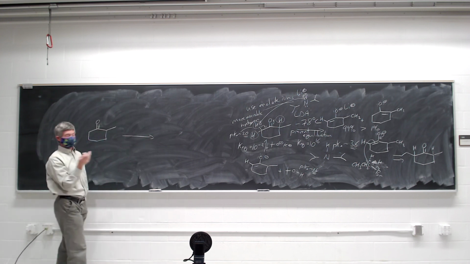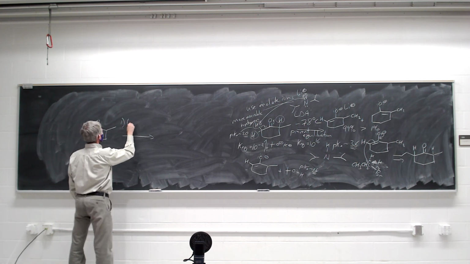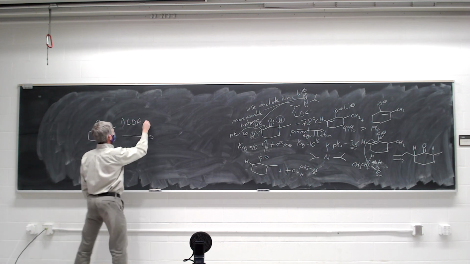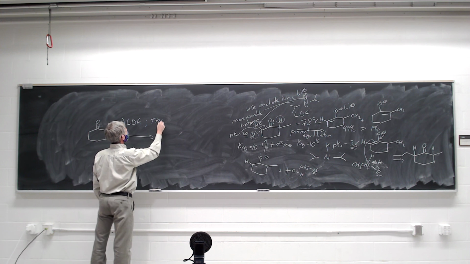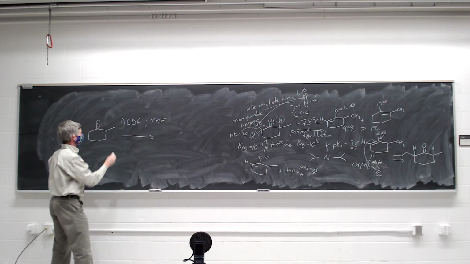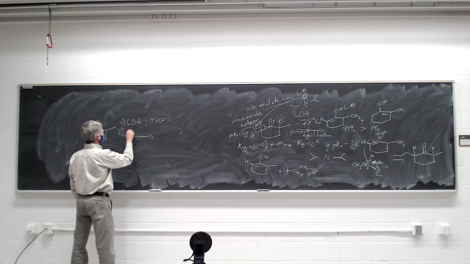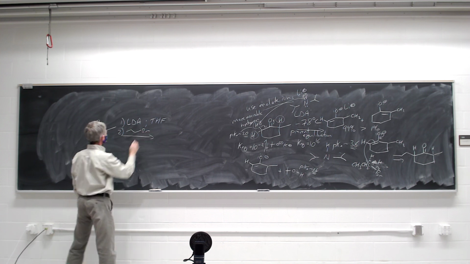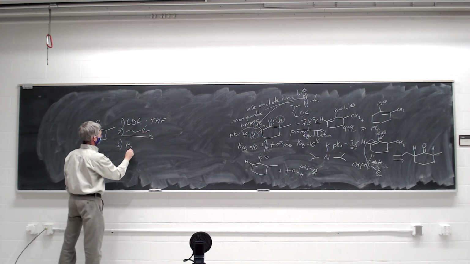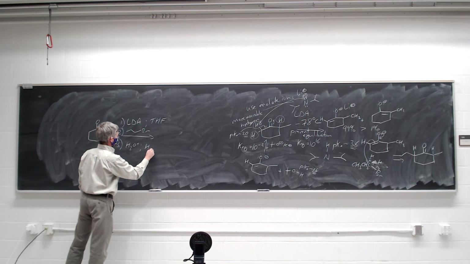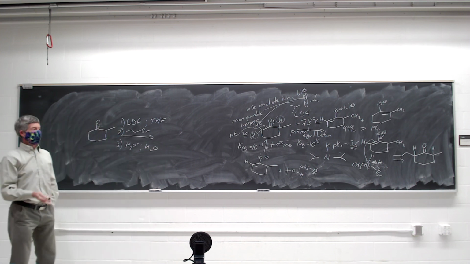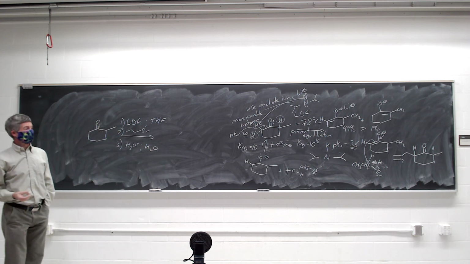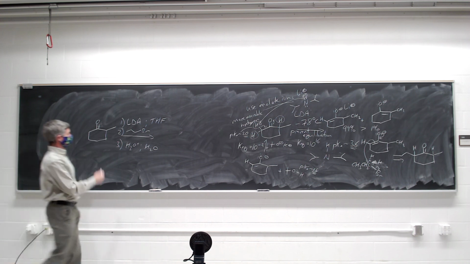I would write out a slightly different three-step mechanism. In step 1, I'd use LDA in an inert solvent. That would make the enolate. In step 2, I would add my bromopropane. And then in step 3, I would have the aqueous acid workup, which would protonate the resulting intermediate and get rid of the strong base.